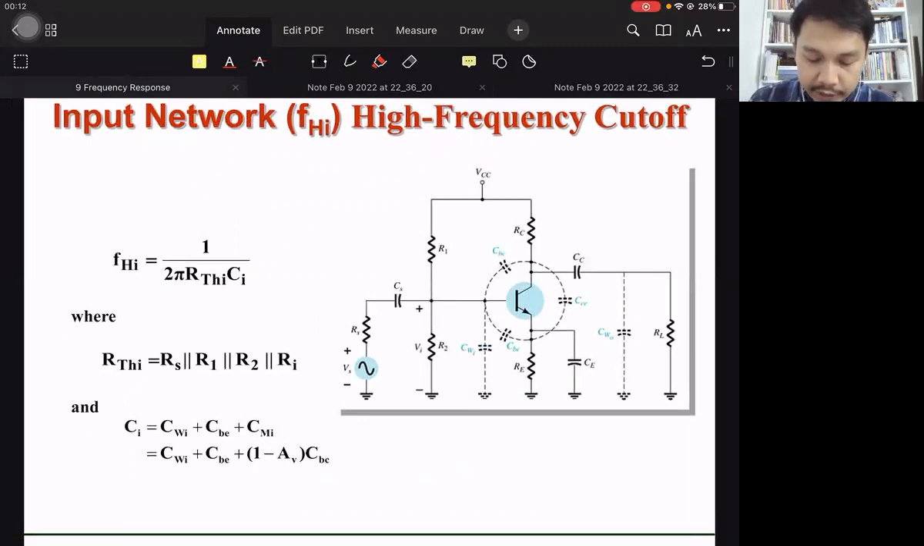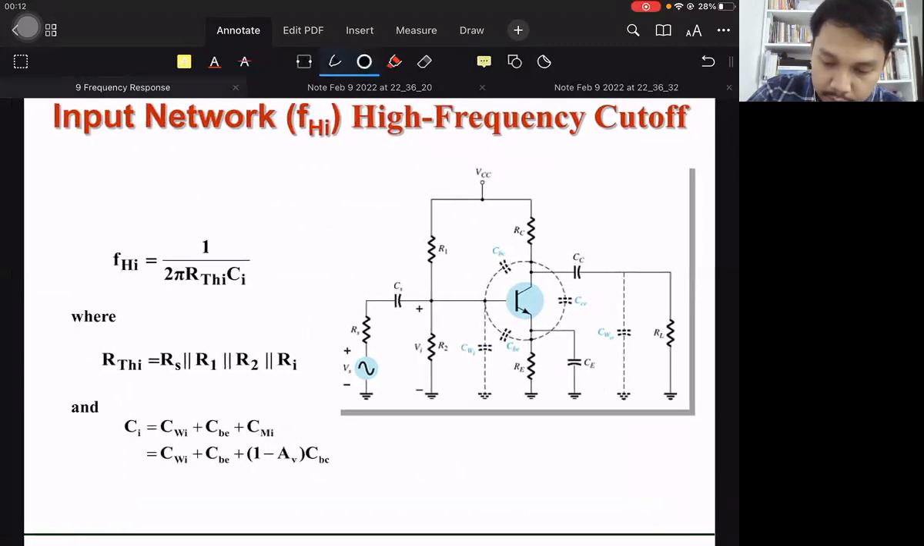So 1 over 2 pi RC again. C is the summation of all internal capacitances. So CI is equal to this one, the summation of CWI, CBE and CMI. So what is CMI? It is the Miller input capacitance.